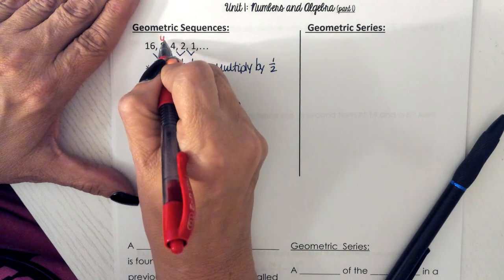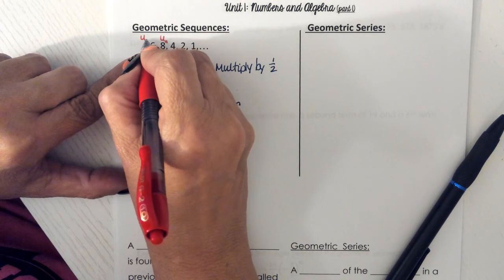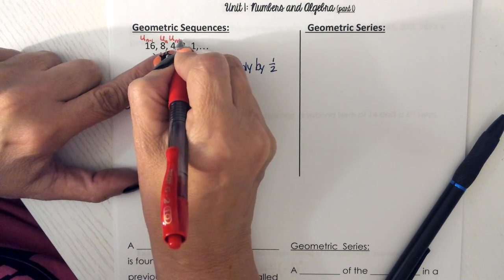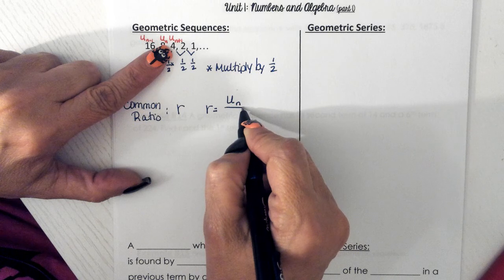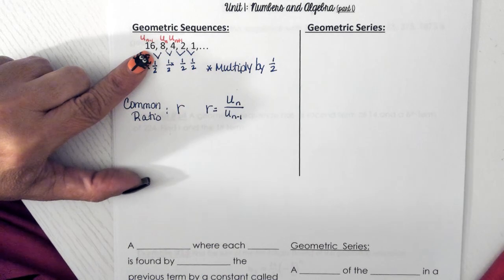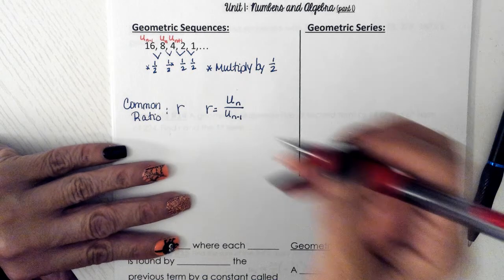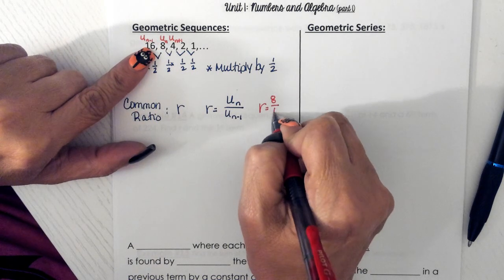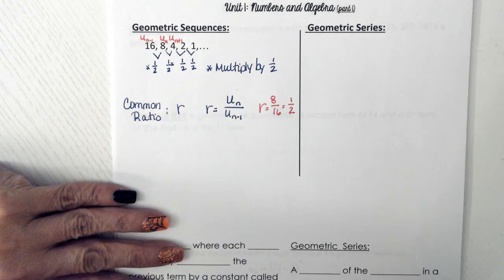If this one right here is U sub n, the one before it would be U sub n minus 1, and the one on the other side would be U sub n plus 1. The common ratio is take U sub n and divide it by the term before it, U sub n minus 1. That's how you get the common ratio. Take the term, look behind it, and that's the term you divide by. In this particular one, the common ratio would be 8 divided by the term before it, which is 16, which is 1/2.